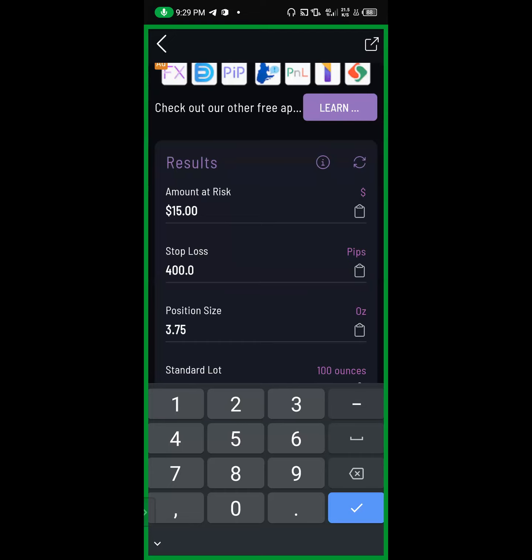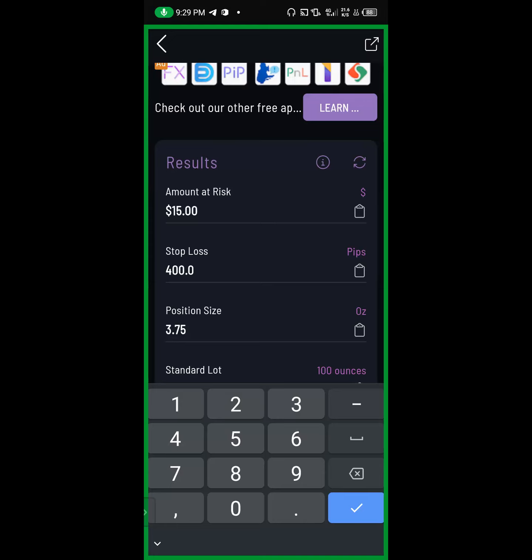I don't want to confuse you, but when it comes to gold, only gold, they use points for stop loss. For gold, 1 pip means 10 points. 10 pips means 100 points. 100 pips means 1,000 points. So when you see 400 points here, it's talking about 40 pips.